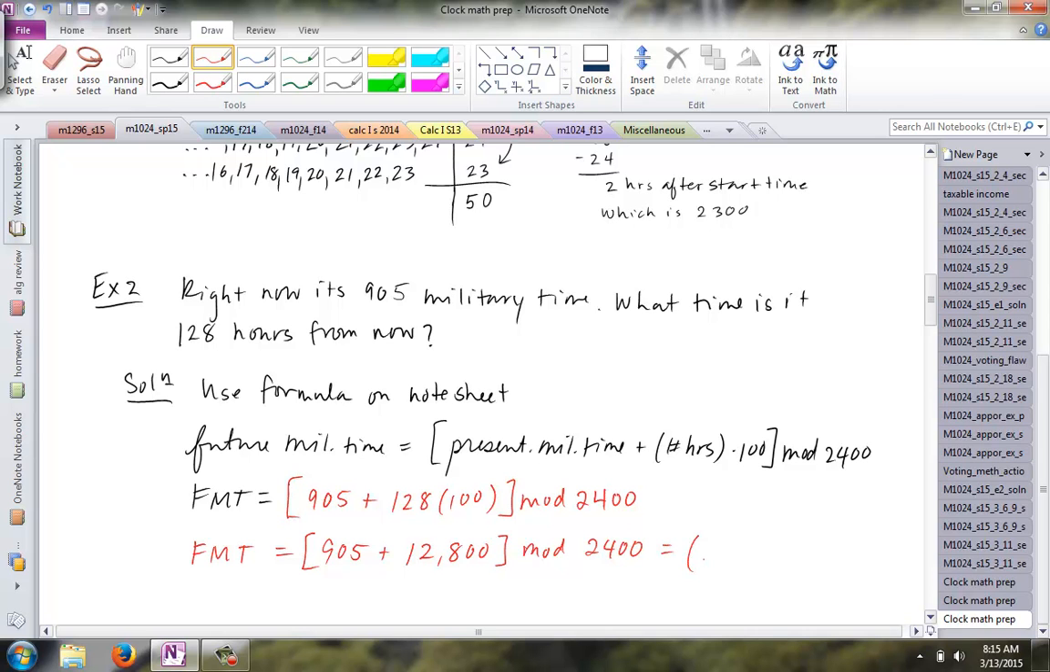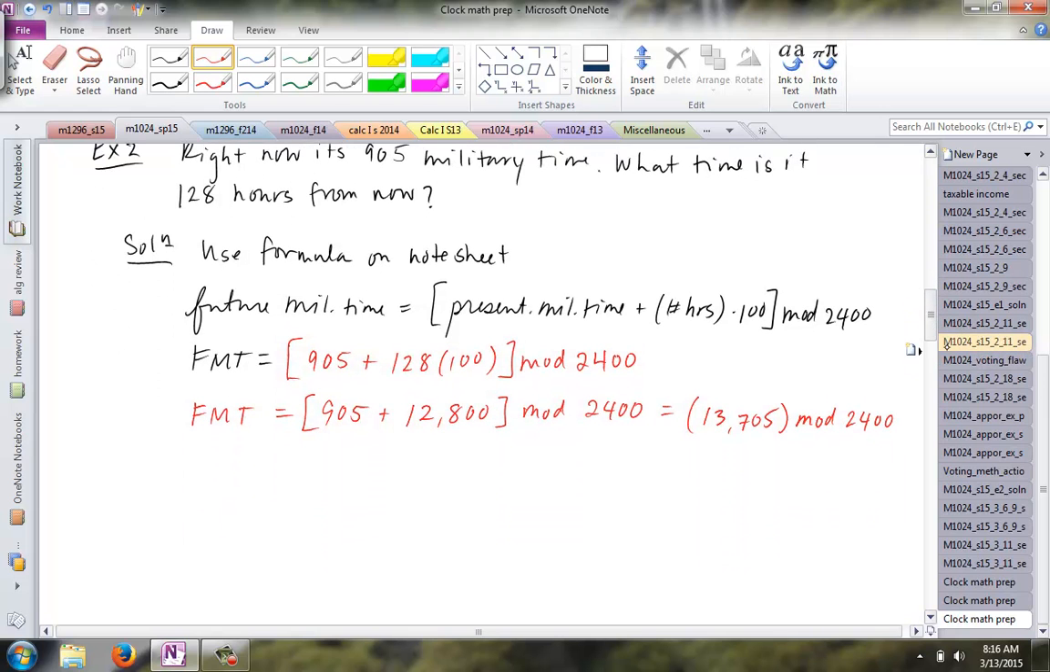Then go ahead and take 9:05 plus 12,800. And we get 13,705 mod 2400. So now you can think of that mod 24 as meaning what's the remainder after I take out the cycles of 2400.